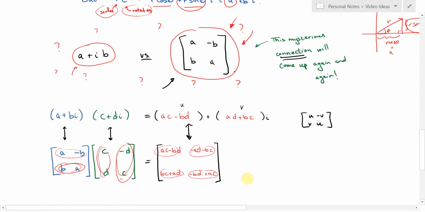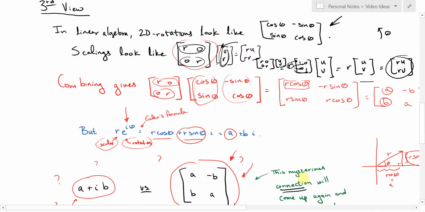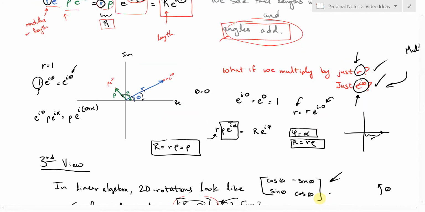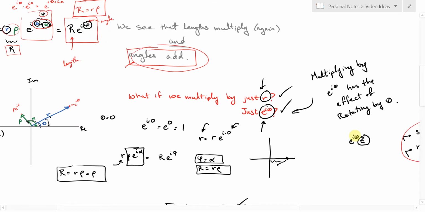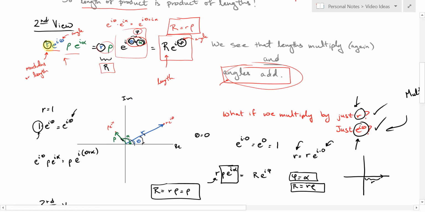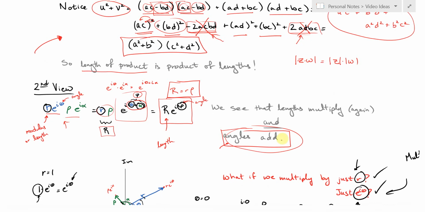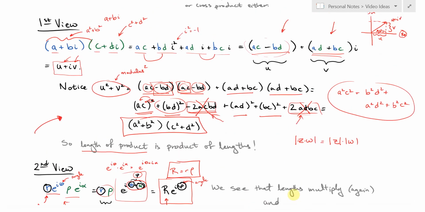So we have 3 views. You can think of it in terms of these matrices, which we're going to see again and again. And you can think of it geometrically, scaling and rotating. And it works out nicely with this modulus and argument formula. And of course, there's the traditional view.